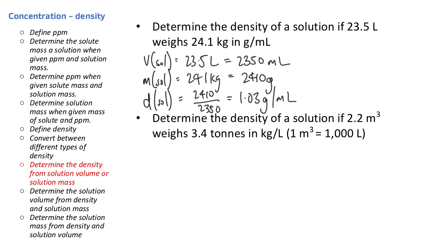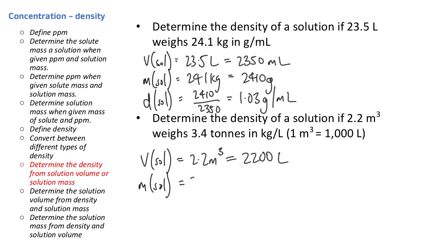Converting between stuff. So let's do the next one. Determine the density of a solution if 2.2 meters cubed weighs 3.4 tons, in kilograms per liter. The volume of the solution is 2.2 meters cubed. If we remember that 1 meter cubed is equal to 1,000 liters, therefore it's 2,200 liters. Now the mass of the solution: I want that in kilograms, but I've currently got it in tons.